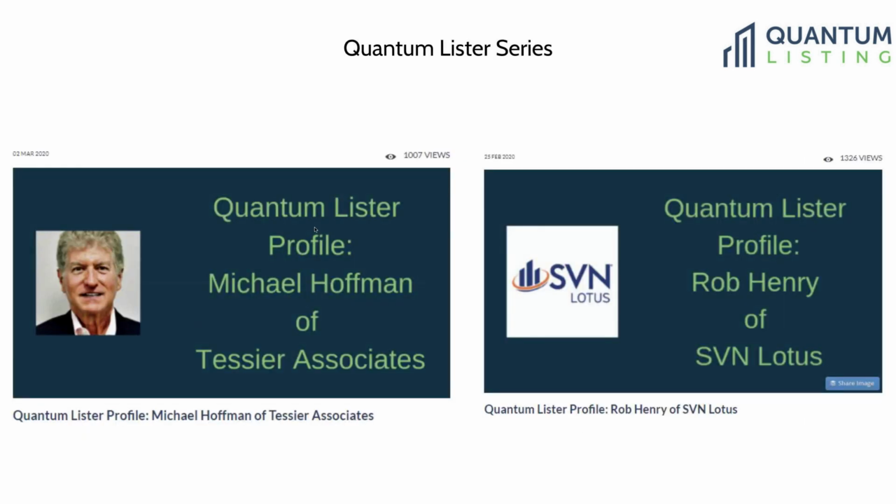So one other thing that you can do to increase your visibility on the internet and on our site is to participate in our Quantum Lister series. This is a series of blog posts that we do. If you want to be part of this, just send us an email. We'll send you a questionnaire, which we ask you to fill out as thoroughly as possible.